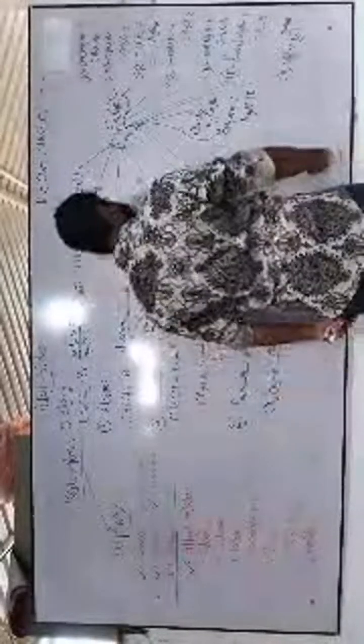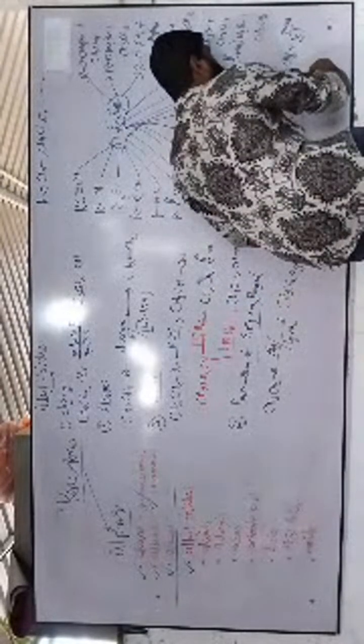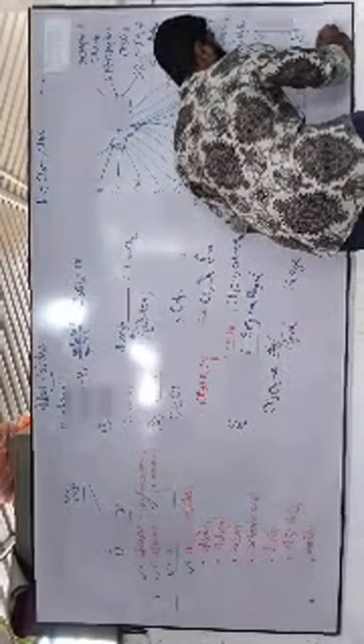Finally, there is one more reaction. You can produce amine from alkyl halide. If you react CH3CH2Br with ammonia, you will get CH3CH2NH2. So finally, we are completed with alkyl halides. Understood?